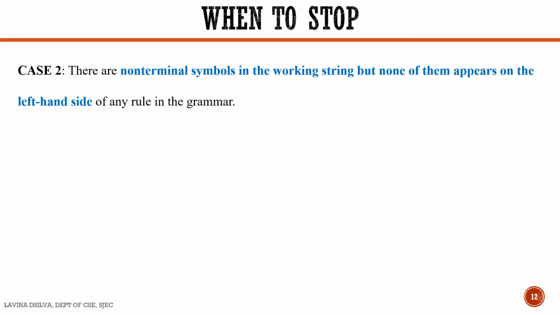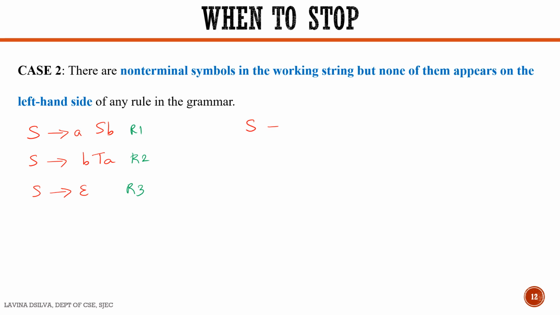We shall take the second case, that is a scenario where there are non-terminals in the working string, that is, in the right-hand side, but none of them appear in the left-hand side of any rule of the grammar. So we shall consider an example like this. We've got S tends to ASB, S tends to BTA, and S tends to epsilon. I will consider this as my rule 1, this is rule 2, and this is rule 3. And we just take a random derivation.